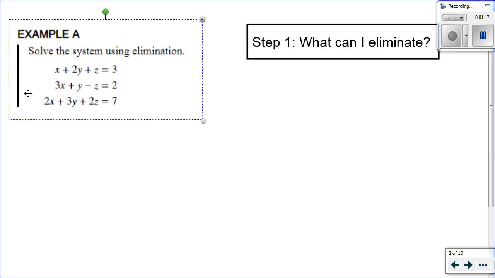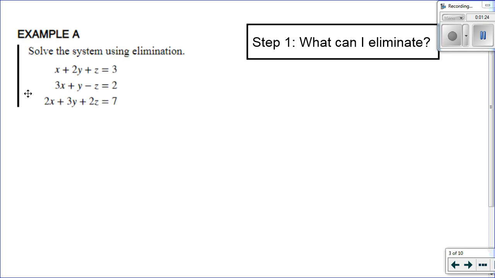So let's take a look at an example of what this is going to look like. So think step 1. What can you eliminate from this system? So again, this is a larger system with x, y, and z. So we have three equations. Think elimination first for this one. If I look at these two equations, do you notice right away that you can eliminate z? If you add those equations, right away I have just two variables left.